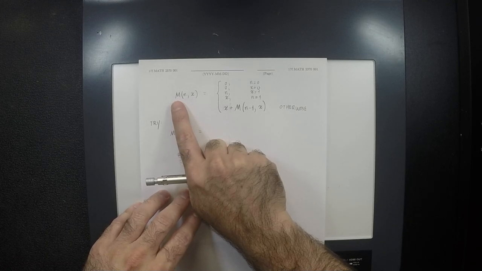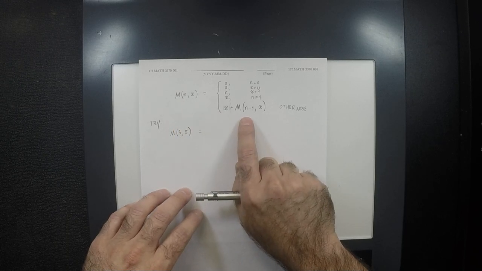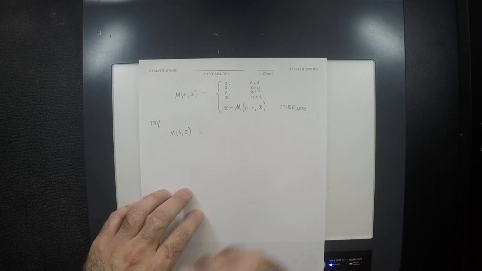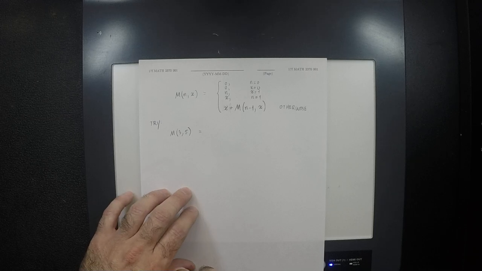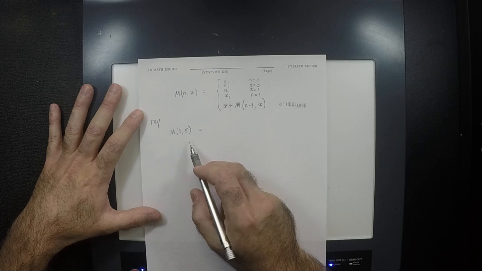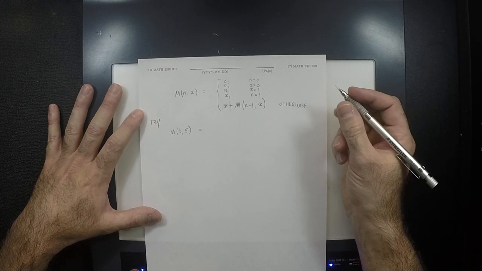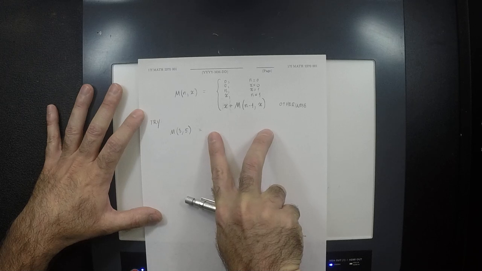Okay. And in order to evaluate this function m, you have to evaluate this function m. Right. So this function is defined in terms of itself. Such a definition is called recursive. A self-referential definition. So in order to evaluate m of 3 and 5, we need to go to the recursive case. According to the recursive case, what do I need to write here?